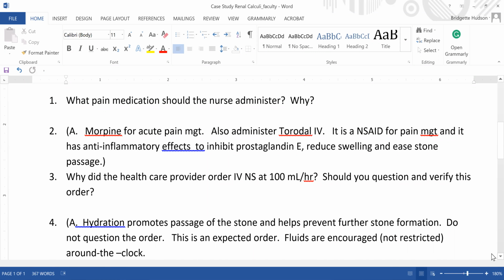The other one is struvite. This is the rarest form, but it comes from chronic UTIs where the bacteria cause the urine to be too alkaline, pH is increased, and we have also magnesium, ammonia, and phosphate that's a part of that type of stone.